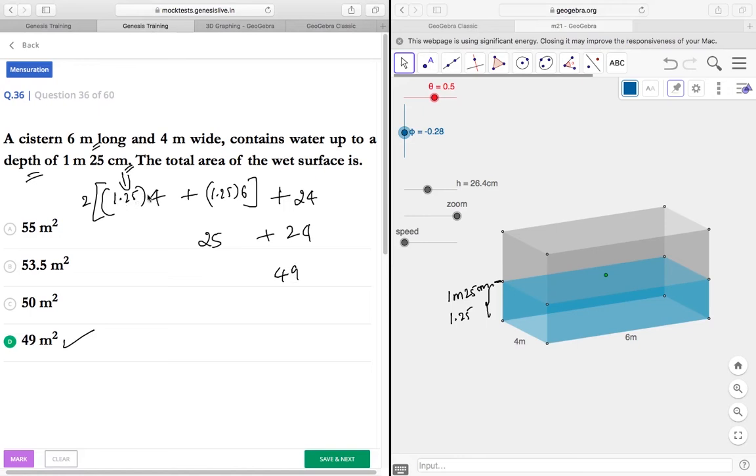So what did I do here? I have taken 1.25 common. I will be left out with 6 and 4. So 6 plus 4 is 10. So 1.25 into 6 plus 4, that is 10, you will get 12.5. 12.5 into 2, you get 25. And you already have 24. You add them, you get 49. Great. Let's move on to the next one.